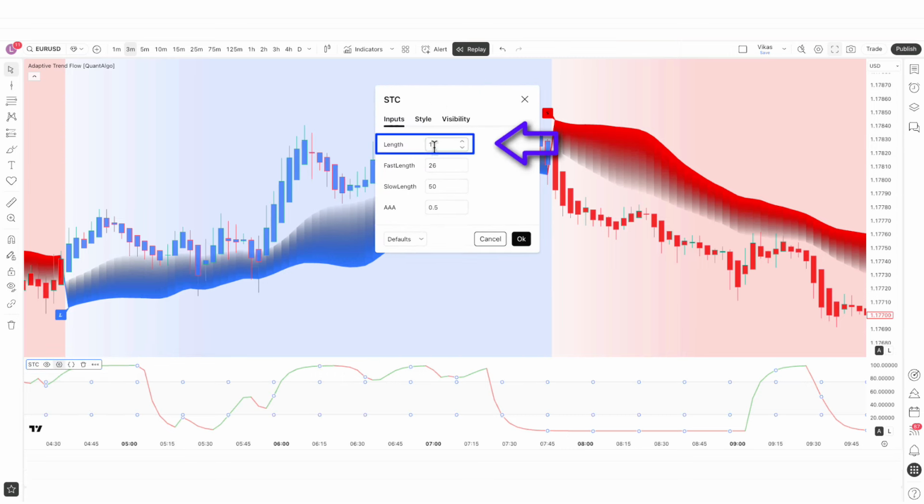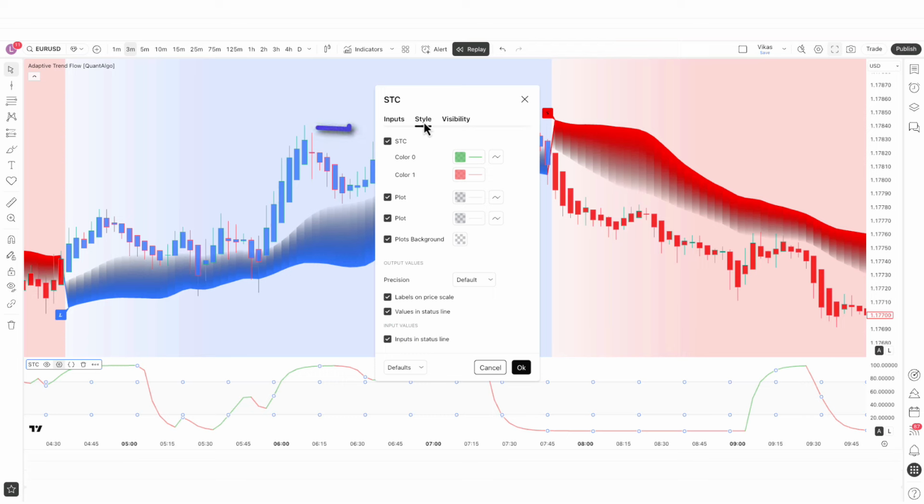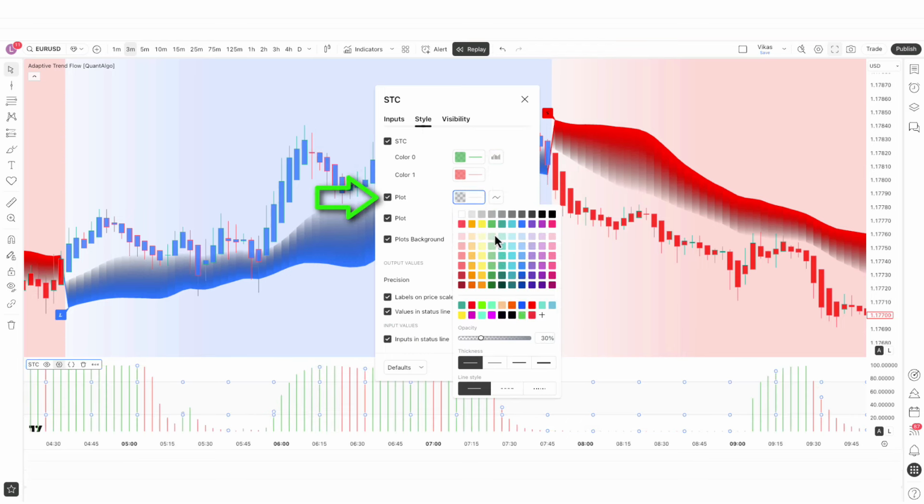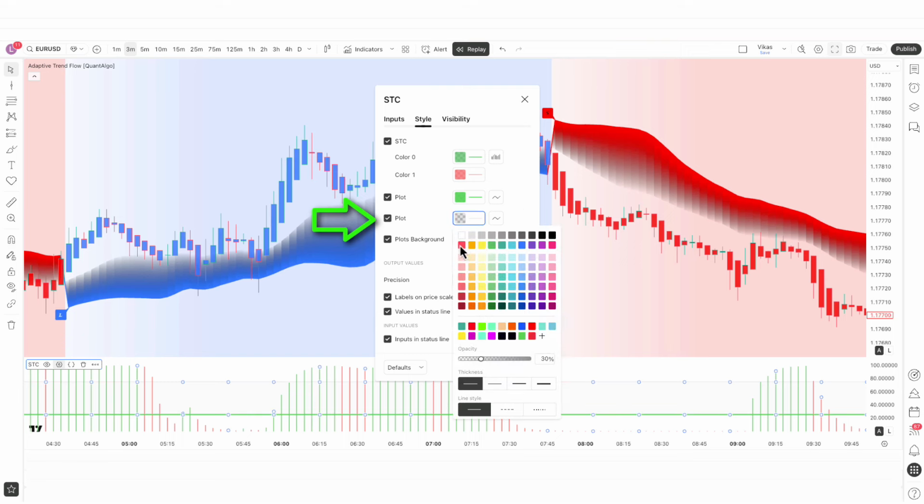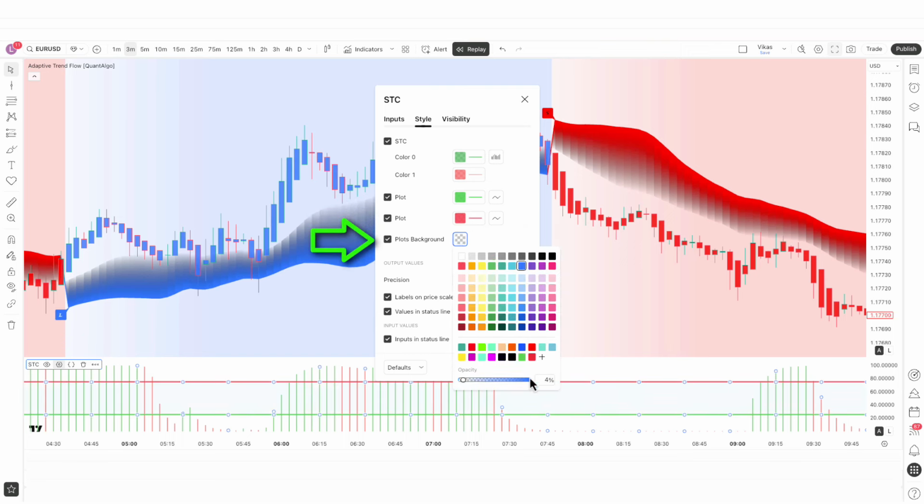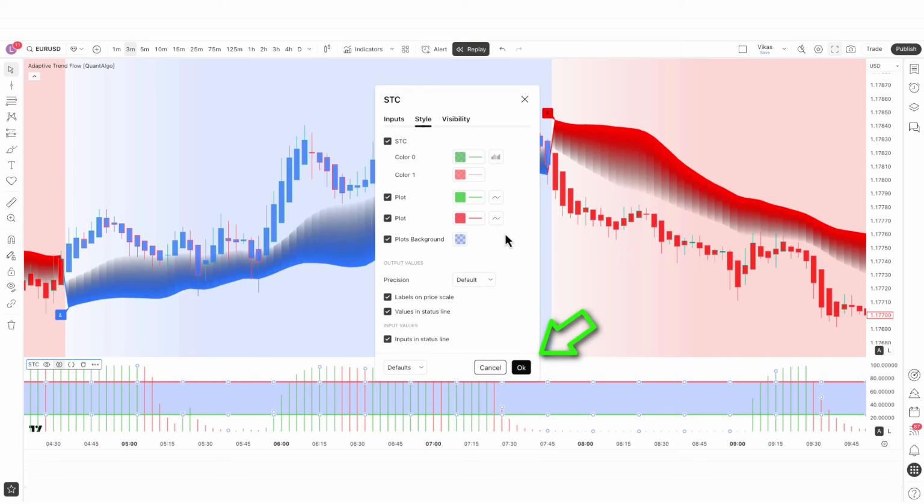We change the Length option from 12 to 17. We change the STC option from line to histogram, and the Plot Color option to green and red, and the Plots Background option color is changed. And here everything is fine after that.